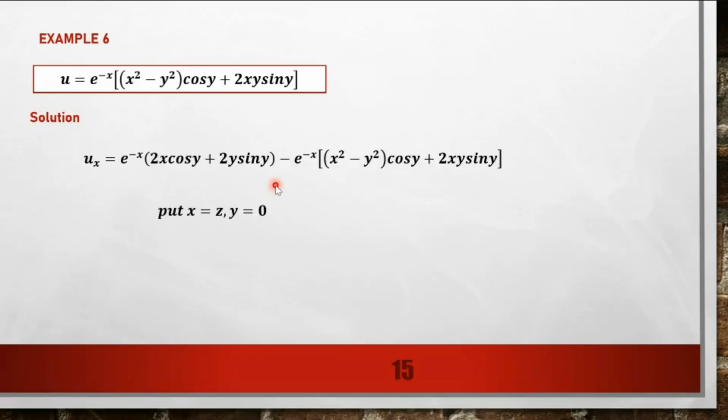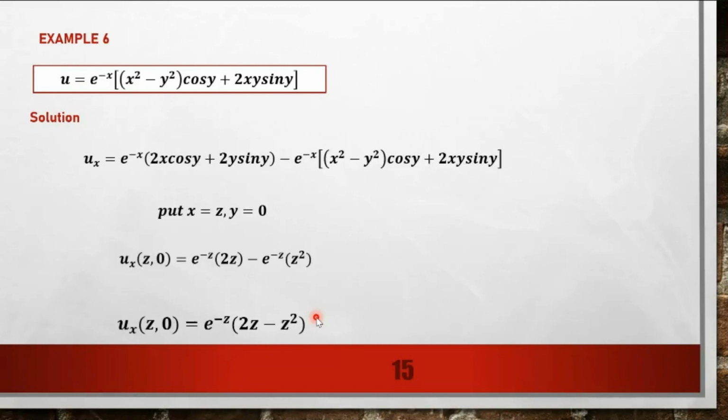Put x is equal to z, y equal to 0. So when I put x is equal to z, I'll get e raised to minus z, 2z, because cos 0 is 1 and this is 0, e raised to minus z, x square will become z square, y is 0, cos y is 1. So I will get ux at z comma 0 is e raised to minus z into 2z minus e raised to minus z into z square. Or I can take e raised to minus z common, 2z minus z square.